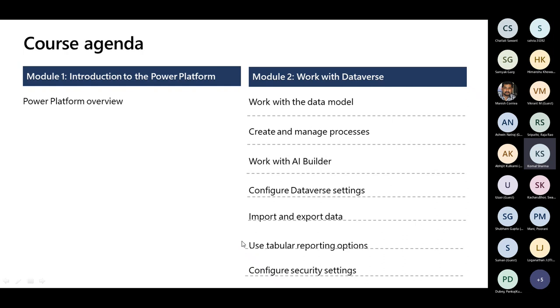So first we will discuss the course agenda. What are the different modules and the topics we are going to cover? Here we have the first module, where we will be having the Power Platform overview. Module 2 is about how you are going to work with Dataverse, how you can start building a data model to create and manage the processes, how you can work with AI Builder, how to import and export data.